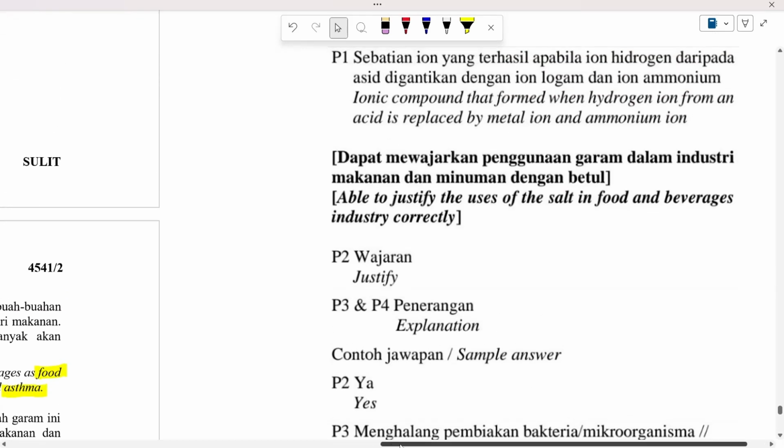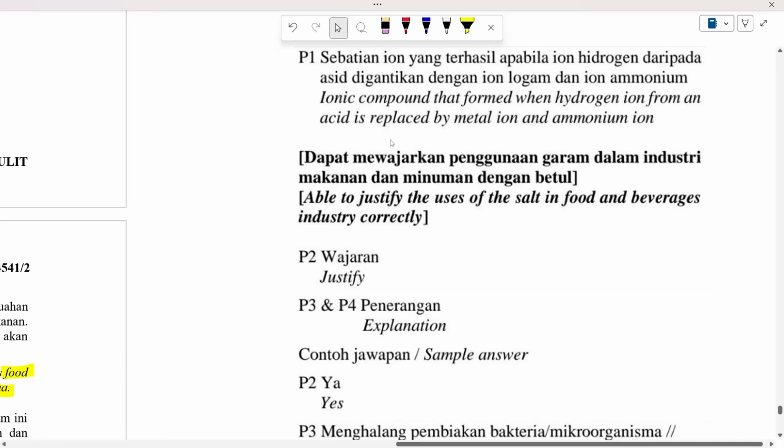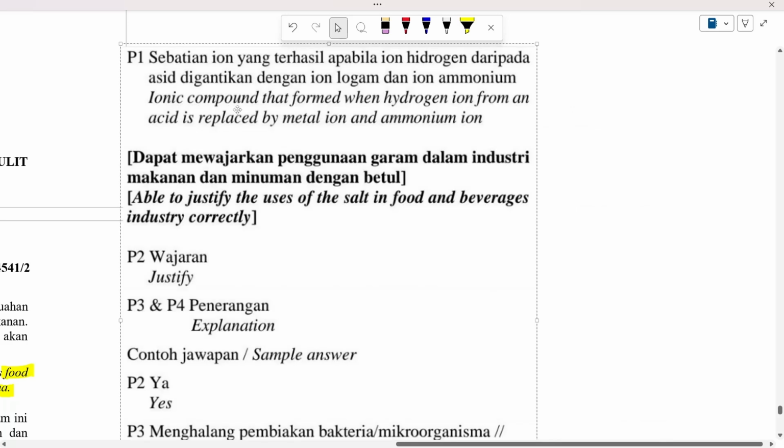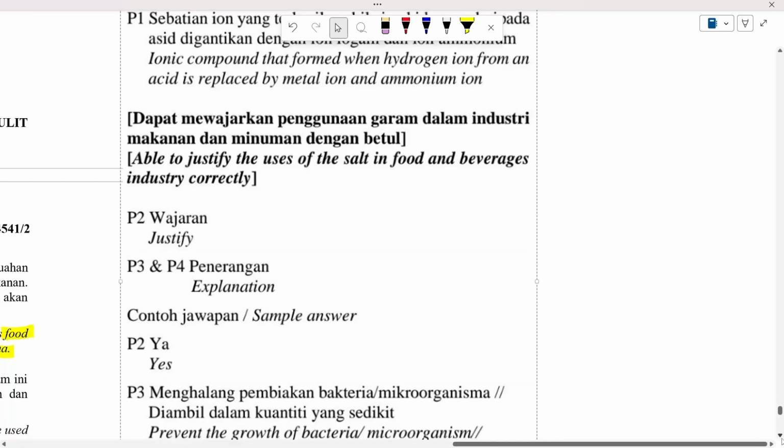Okay, we look into it. First is the definition. Ionic compound formed when the hydrogen ions from the acid are replaced by metal ions or ammonium ions. So this is the definition. Next, you need to justify, right? Say yes, you agree.